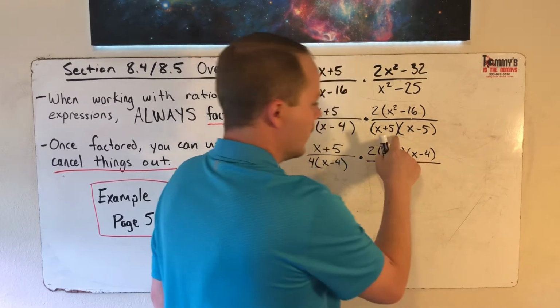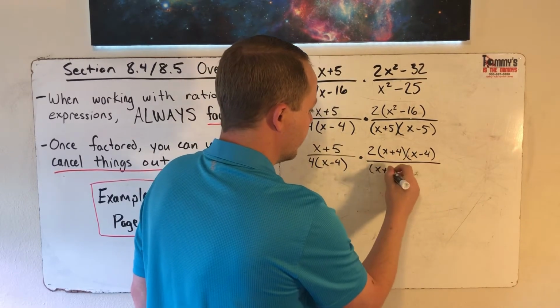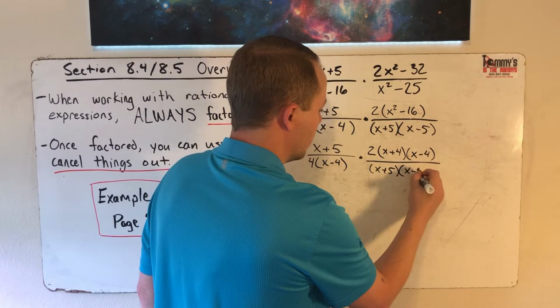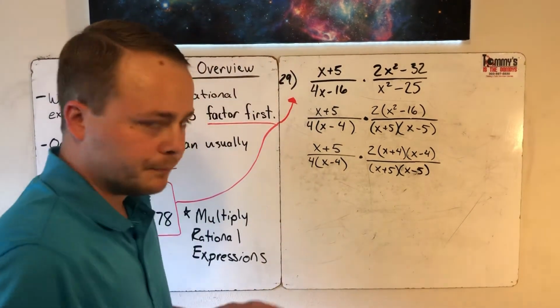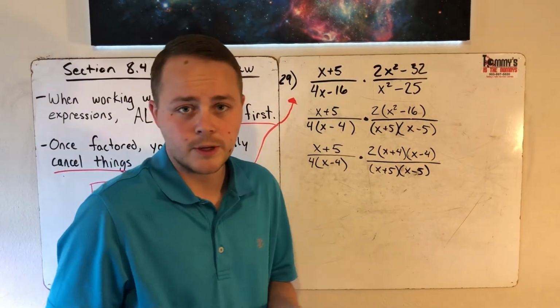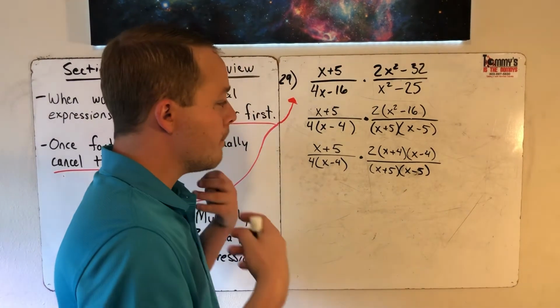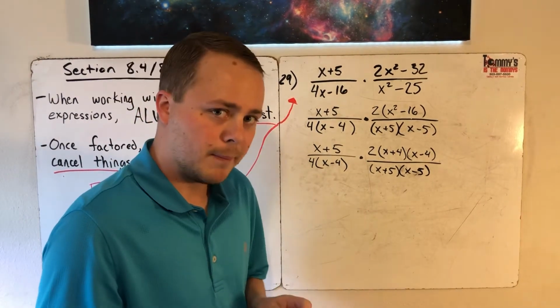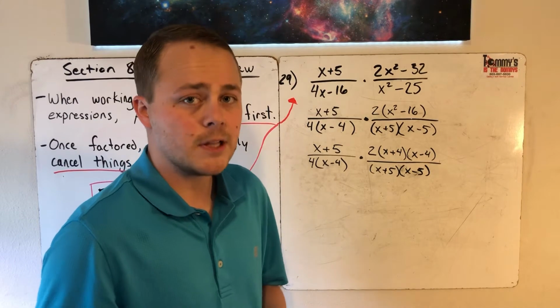All right, write this here. All right, now, completely factored. There's nothing else we can do. So now all we got to do is multiply these two expressions straight across the top and straight across the bottom, and then see if anything cancels, okay?